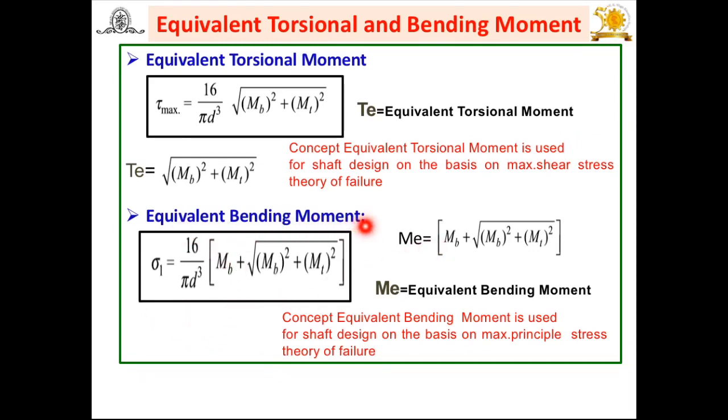Again, what do we mean by equivalent bending moment? It is defined as the moment which, when it acts alone, will produce the same bending stress as when the shaft is subjected to combined torsional and bending moment. This is the equivalent bending moment. This is about the equivalent torsional and bending moment.